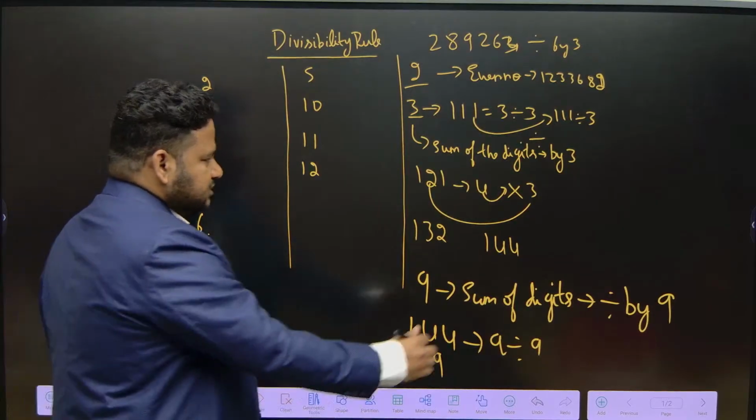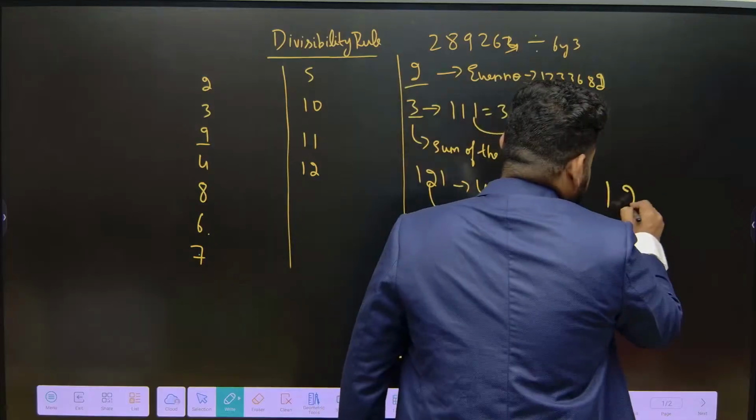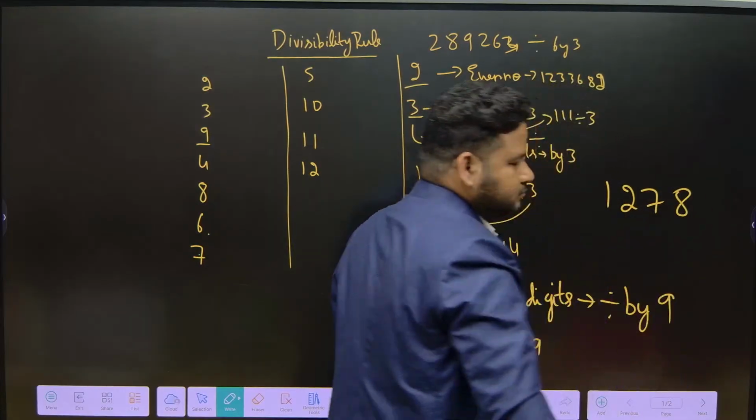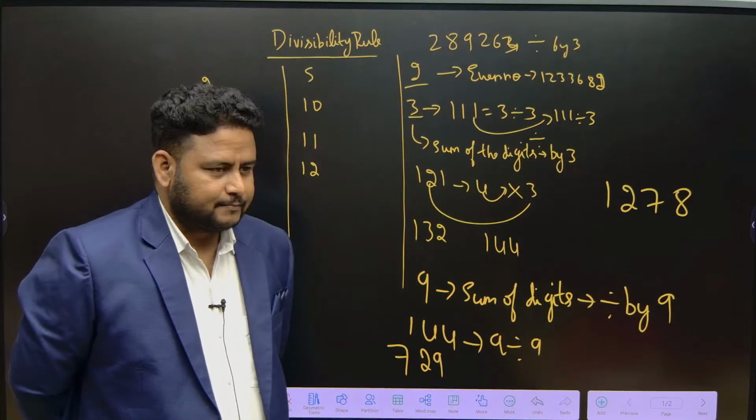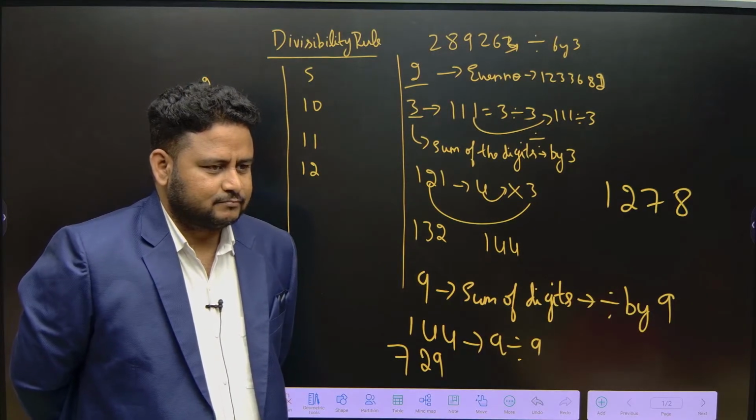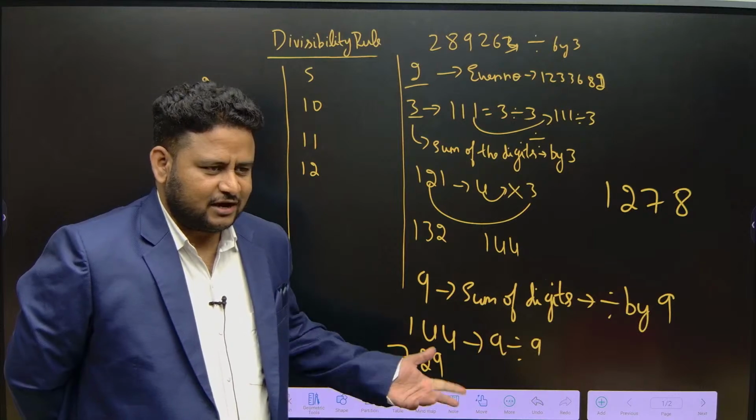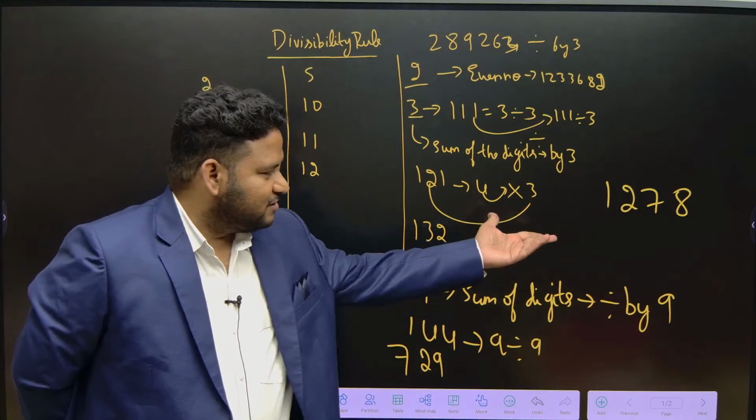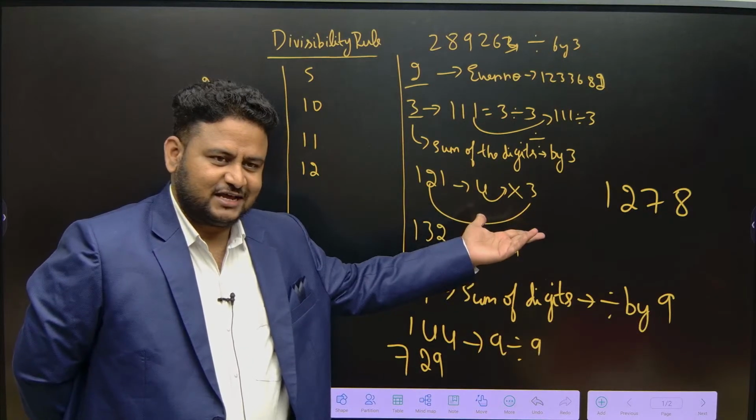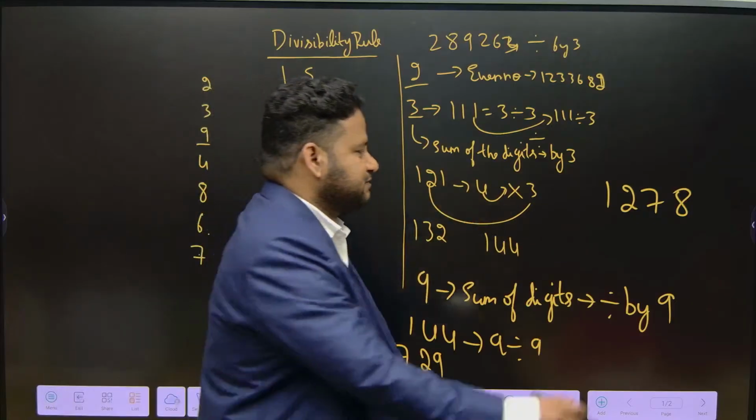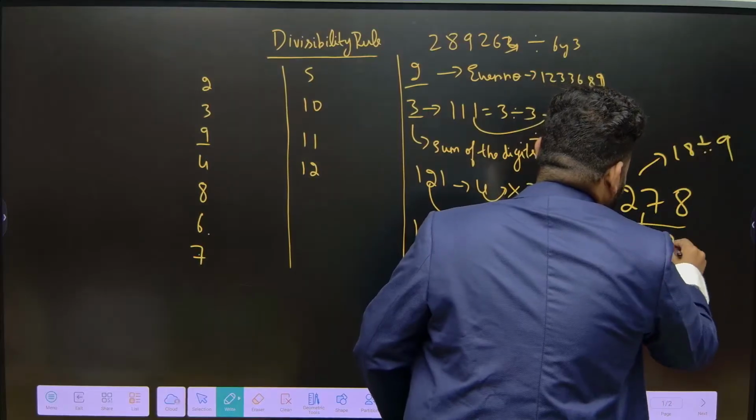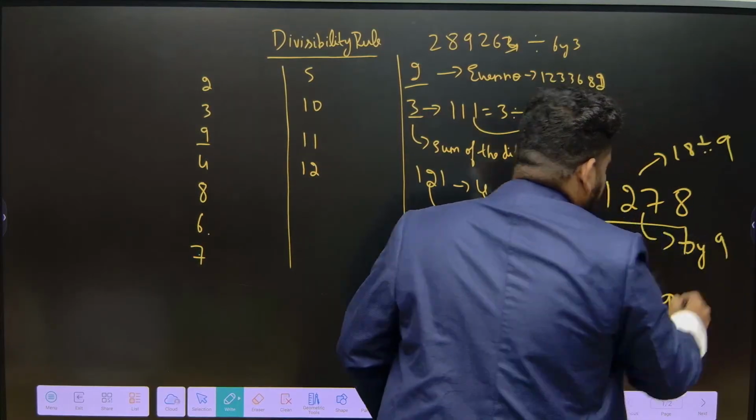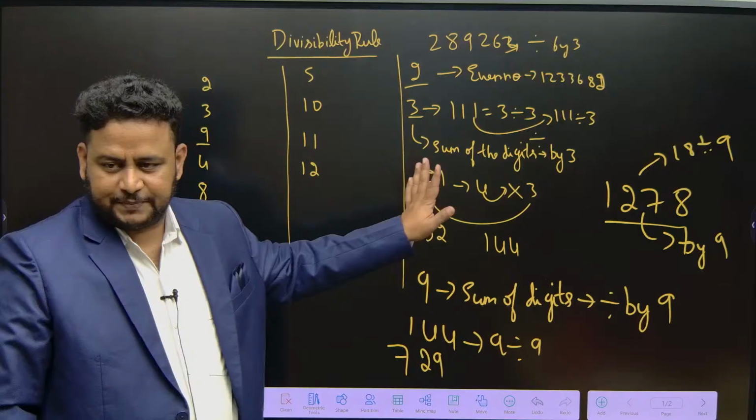Okay, let us take one more number. What is the sum here? 18. What is the sum? Yeah, 18 only. So 18 is divisible by 9. So definitely 1278 is also divisible by 9. Okay, 1278 is also divisible by 9. I hope it is clear now.